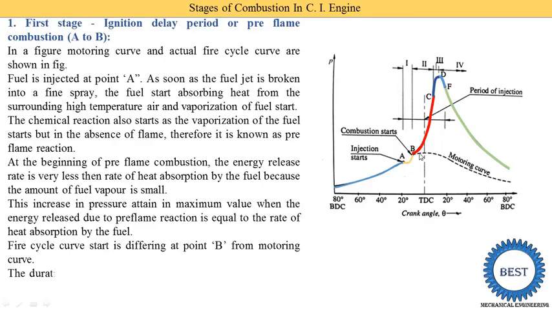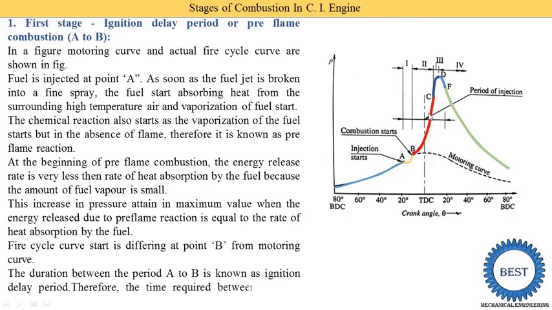So from point B, the motoring curve moves along this line and the firing cycle curve moves in this upper direction. The duration between points A and B is known as the ignition delay period. This duration, from point A to B, is the ignition delay period. Therefore, the time required between the fuel injection and the start of actual combustion is known as the delay period.